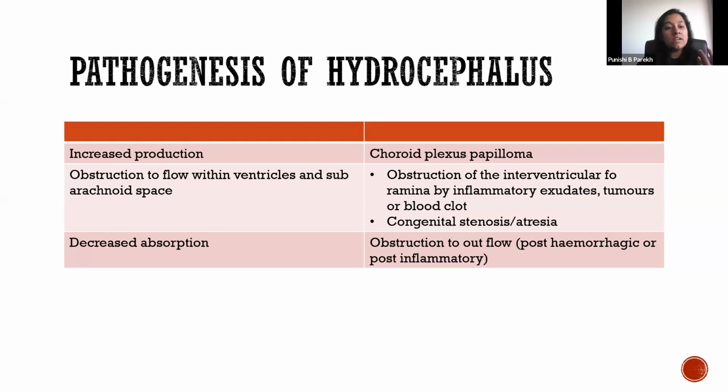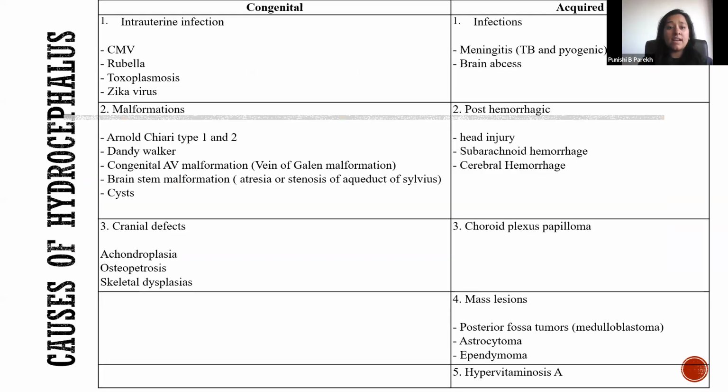If we look at the causes more in detail, we have congenital and acquired causes. Congenital could be because of TORCH group of infections or Zika virus; malformations like Arnold-Chiari type 1 and 2, Dandy-Walker; arteriovenous malformations of the brain like the vein of Galen malformation; cysts; and cranial defects like craniosynostosis, achondroplasia, osteopetrosis, and others. Moving to the acquired causes, again, infections, mostly meningitis, either bacterial or tuberculosis. Post-hemorrhagic, whether it's an intraventricular or an intracerebral hemorrhage. Choroid plexus papilloma.